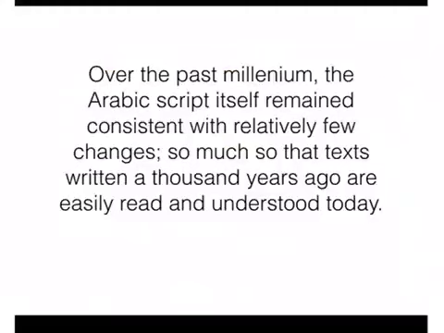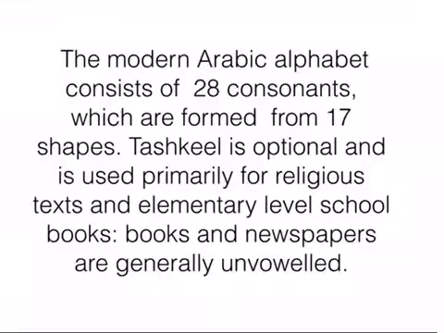Over the past millennium, the Arabic script itself remained relatively consistent, with few changes. So much so that texts written 1,000 years ago are easily read and understood today. The modern Arabic alphabet consists of 28 consonants, which are formed from 17 shapes. Tashkil is optional and is used primarily for religious texts and elementary level school books. Books and newspapers are generally unvoweled.